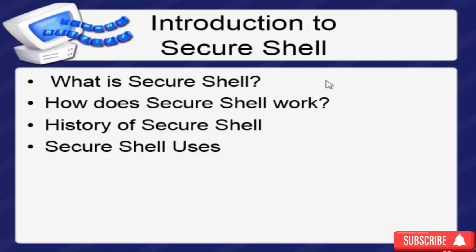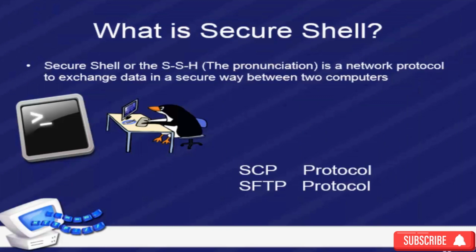Okay, let's start the lesson, and our first question is: what is Secure Shell? Secure Shell, or SSH as it is pronounced, is a network protocol to exchange data in a secure way between two computers. The main purpose of SSH is to administrate and execute commands on a remote computer. SSH is used by other protocols such as Secure Copy Protocol or SCP and Secure File Transfer Protocol or SFTP to transfer and manage files between two computers.